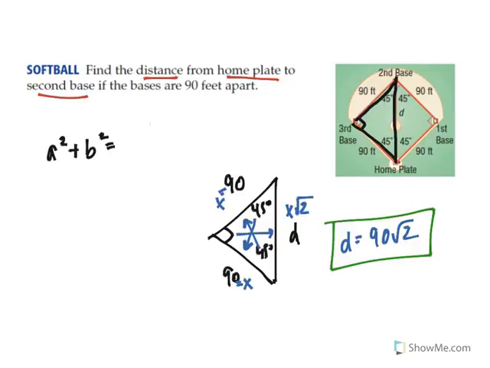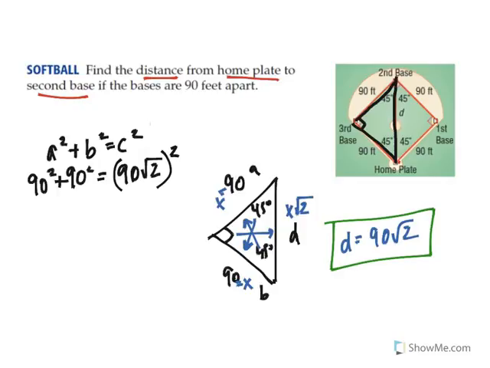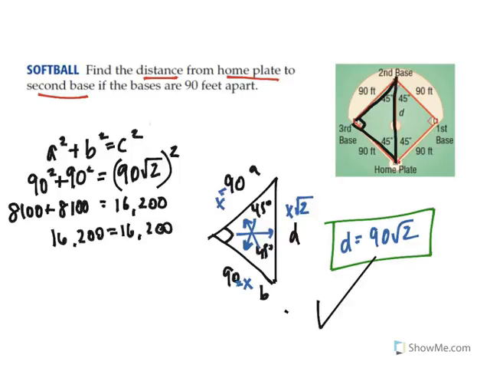So a squared plus b squared equals c squared. C is always across from the right angle, and c in this case, we found it to be 90 times the square root of 2. This here is a, this here is b. And we get 8100 plus 8100 equals 90 times 90 is 8100, times the square root of 2 times the square root of 2 times 2 gives me 16,200. 8100 plus 8100 is 16,200 equals 16,200. And we're all set.